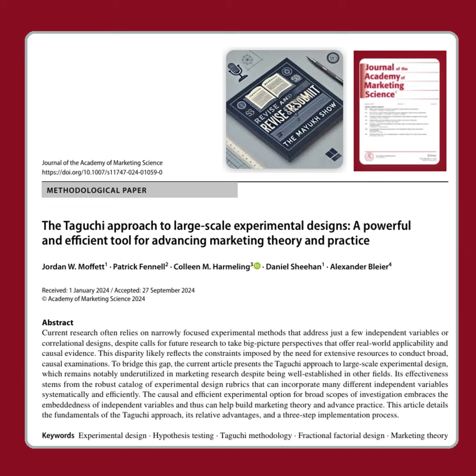Exactly. Okay, so now we know why the Taguchi method is so powerful. Let's talk about how to actually use it. The paper breaks it down into a 3-step process. The first step is choosing the right experimental design for your research. So it's like finding the right tool for the job. Exactly. The paper describes it as picking out a recipe for your research.